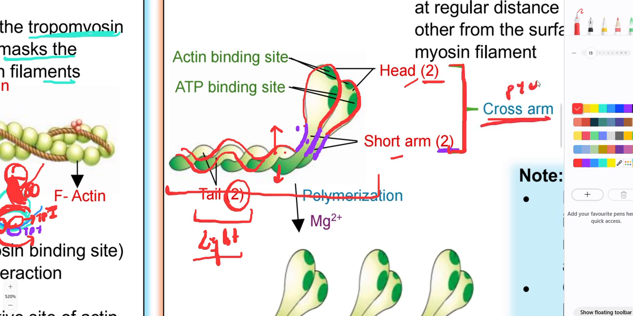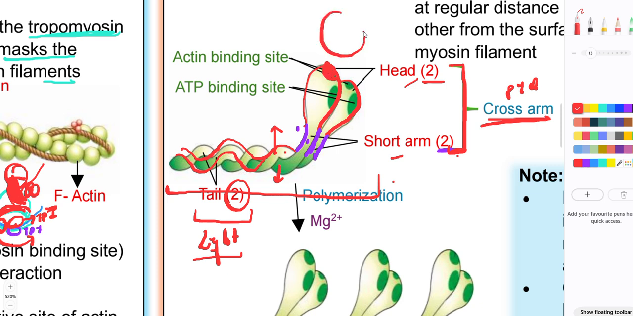This is a PYQ: tail and short arm will not form the cross arm. Who will form the cross arm? The head and the short arm will form the cross arm. Now, very important, what is present in the head? You can see here what is present in the head. There is the actin binding site.